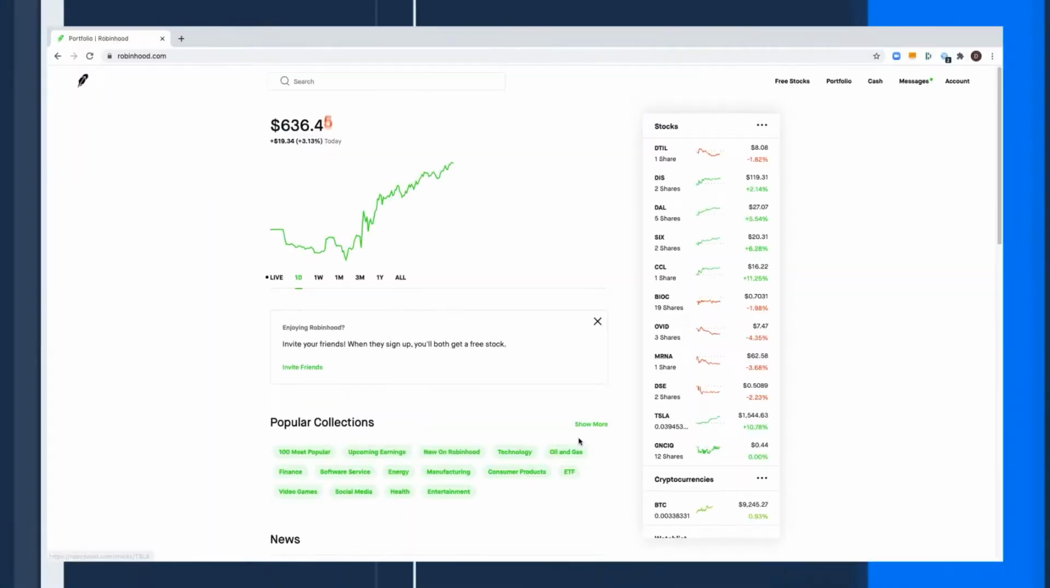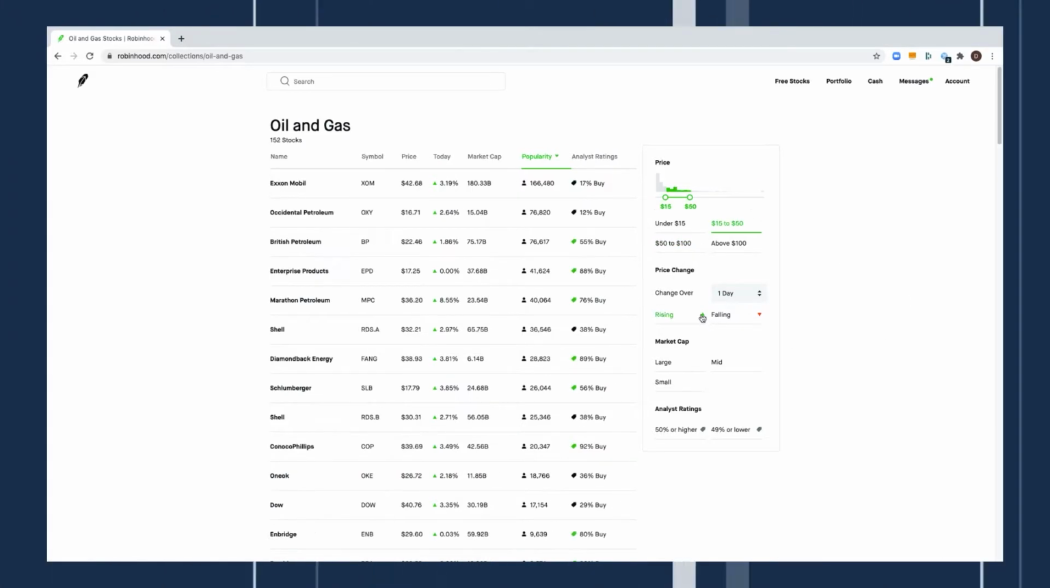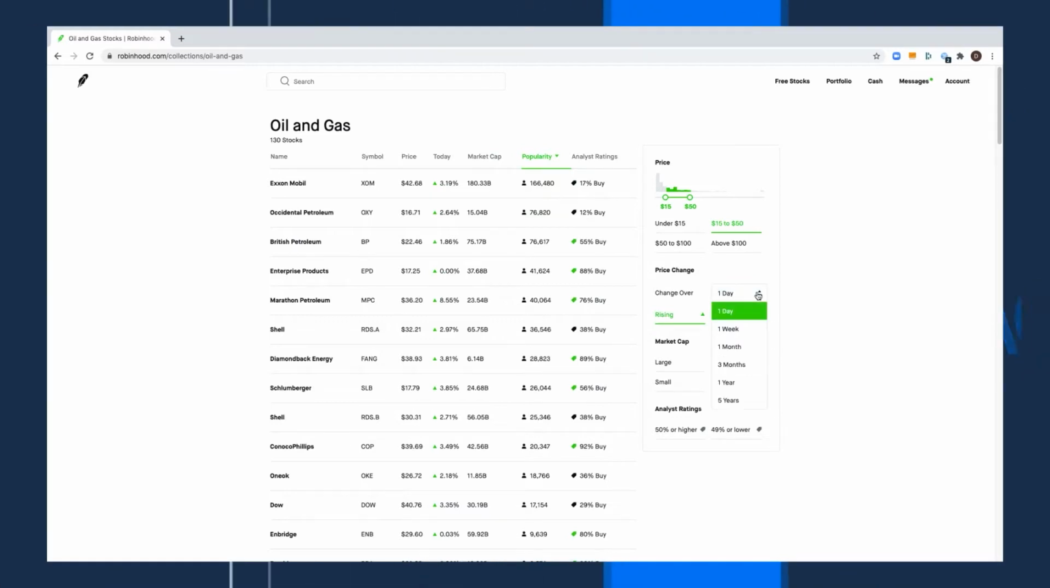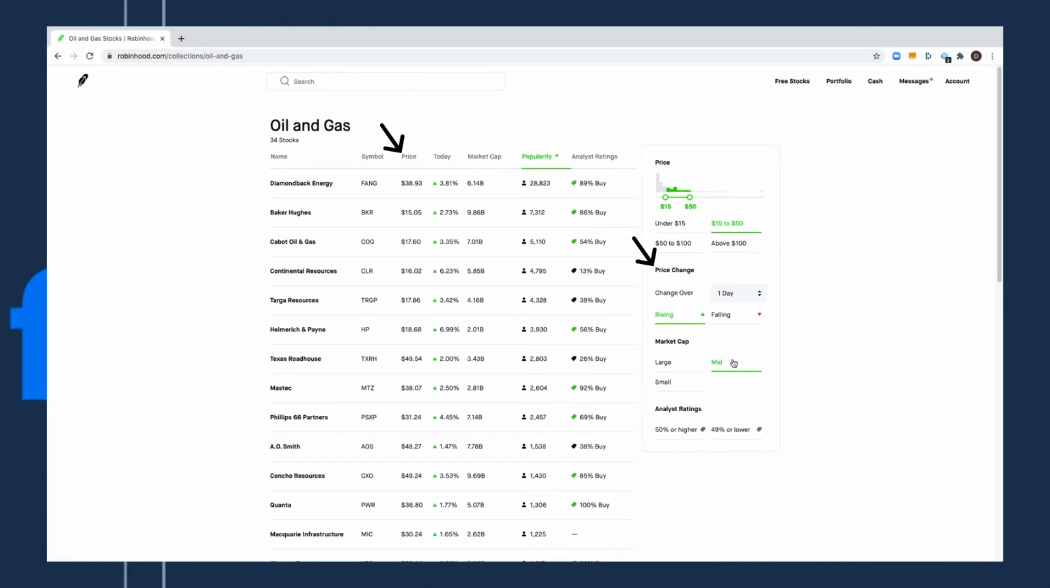Before you start trading, you'll want to familiarize yourself with the day trading tools that Robinhood offers. Robinhood's stock screener can be used to filter and sort stocks available for purchase by a few different metrics. In this example, we look at stocks in the oil and gas sector. You can narrow your options by price, price range, market cap, and more.